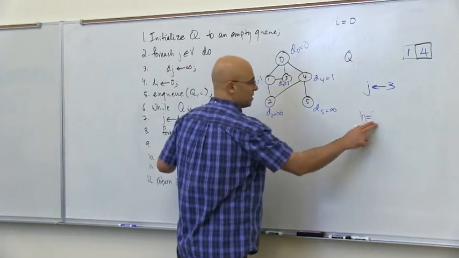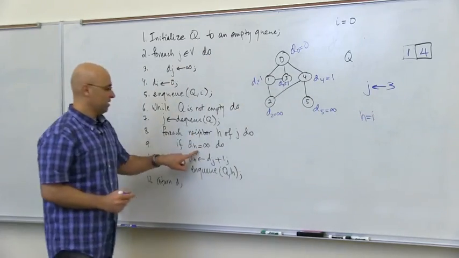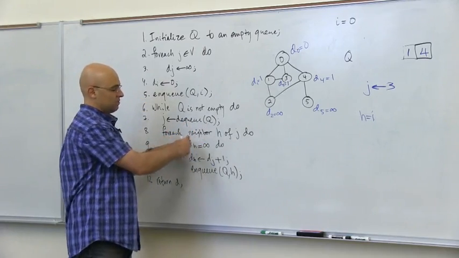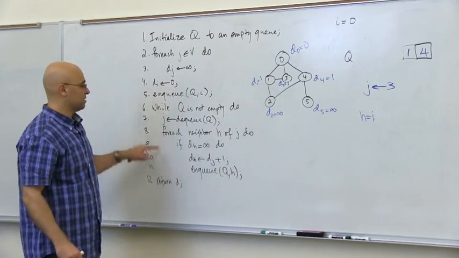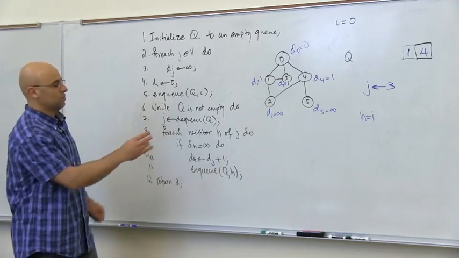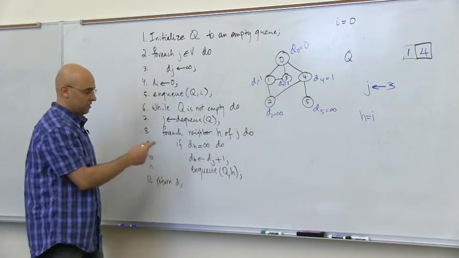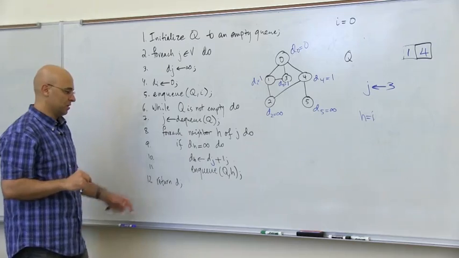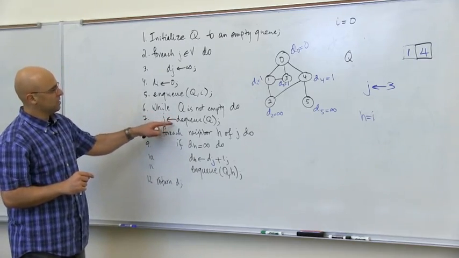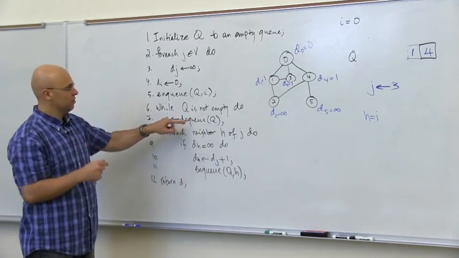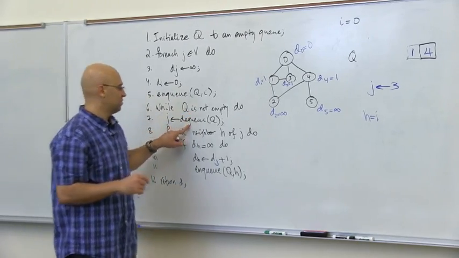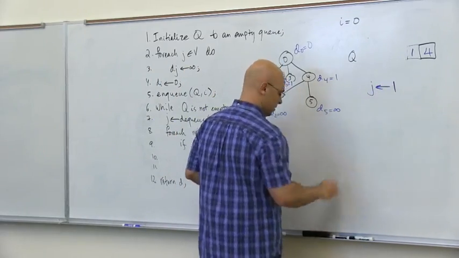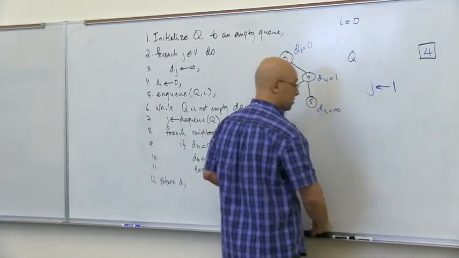h is 1. The other neighbor of node 3 is 1. Is d of 1 infinity? The answer is no. We don't come here. Then we ask, what about other neighbors? There are no more neighbors. We are done. Okay? So actually, when we came to node 3 and looked at all of its neighbors, since none of them had a distance of infinity, there was nothing done by the algorithm here. Okay? So now we come back and ask, is the queue empty? The answer is no. We say remove an element from the queue and put it in j. This now becomes j, which is now 1, and the queue is in this state.